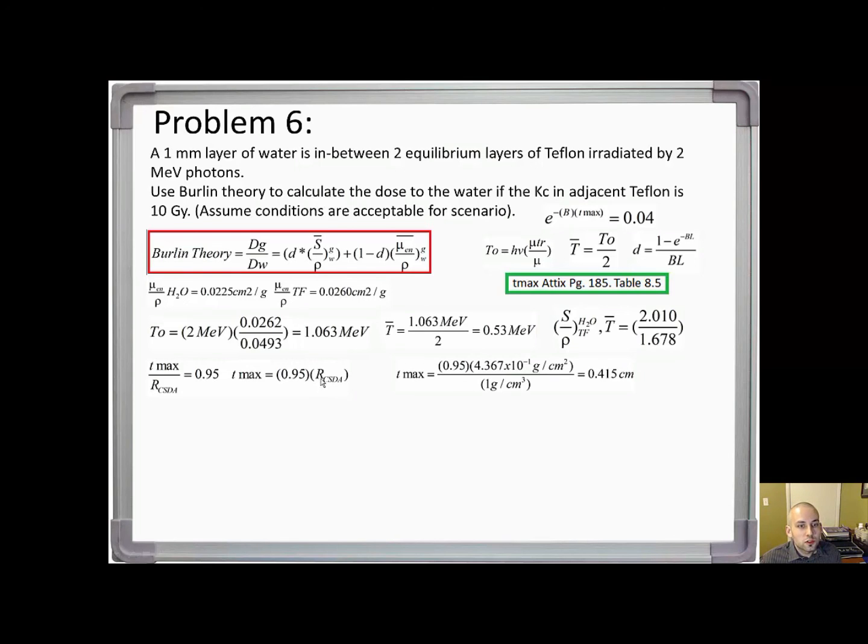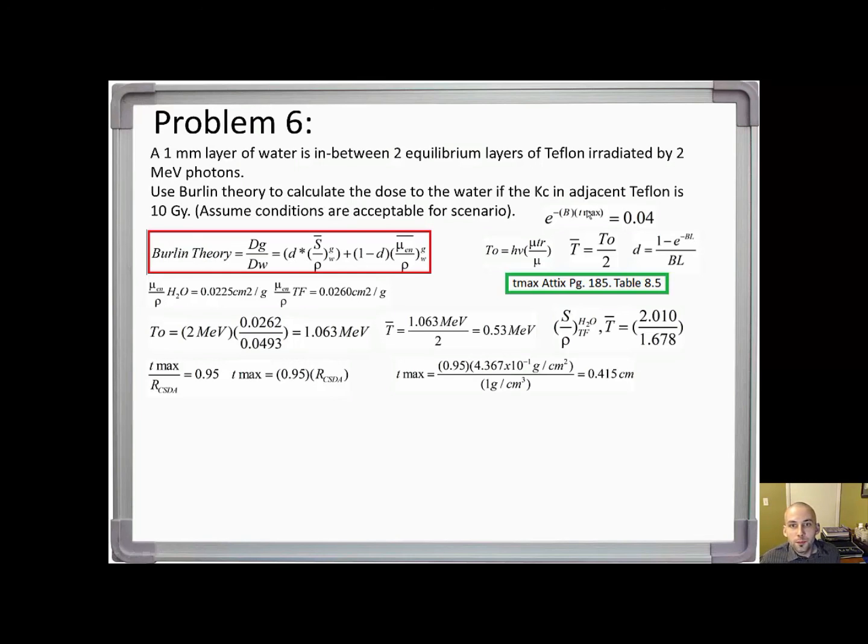And then what you do is you plug in the value for RCSDA, once again from tables, for water using the T0 energy. It specifies in the tables using the T0 energy. So I found the RCSDA range from a table, I plug it in, and I divide by the density of water, which is 1 gram per centimeter cubed, and I get a value of 0.415 centimeters. Notice the units. So now I have Tmax.